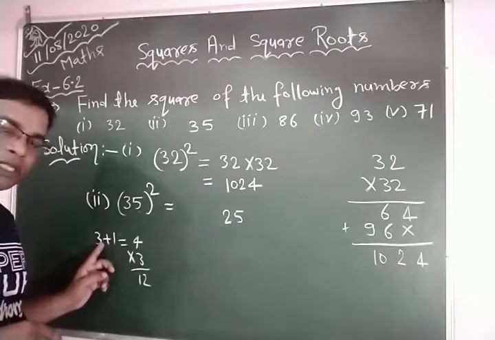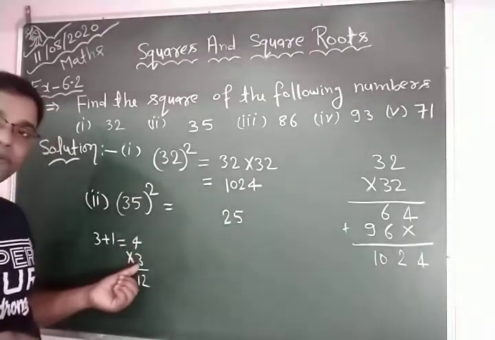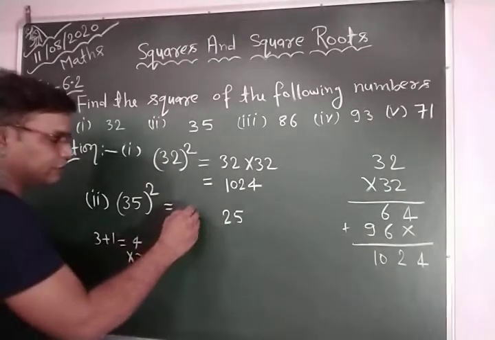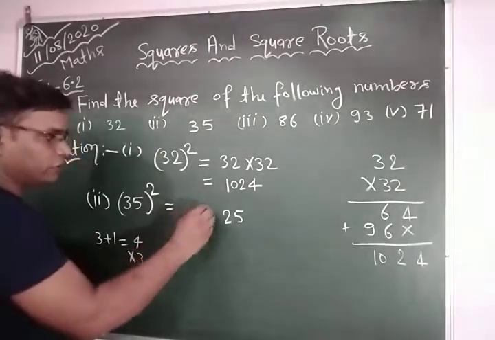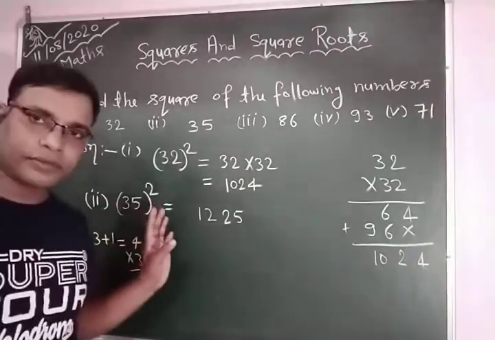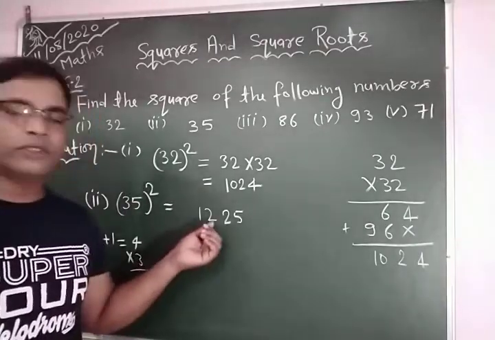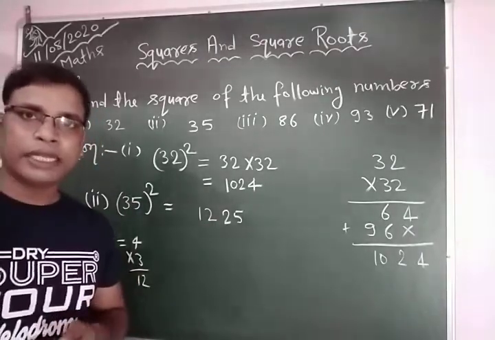First we add 3 plus 1, which is equal to 4. After this we multiply 3 into 4, which is equal to 12. So you will write 12. So we can say the square of 35 is 1225.